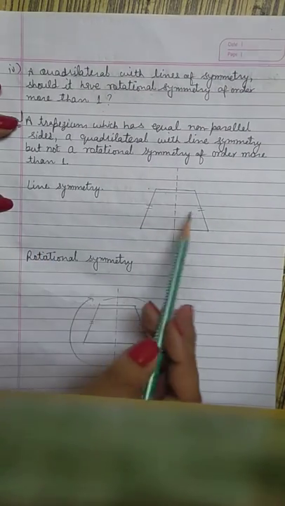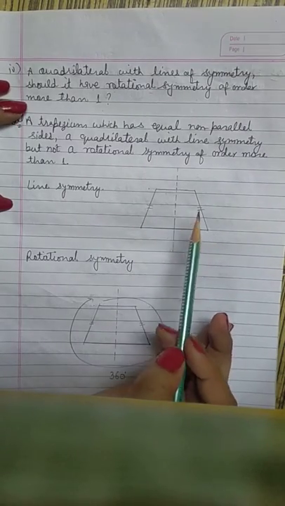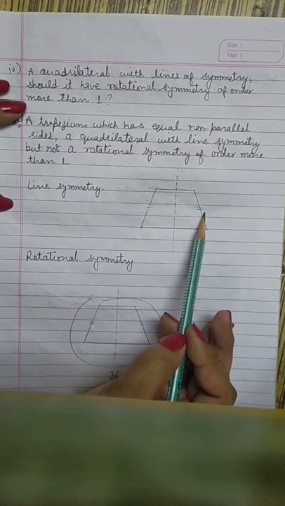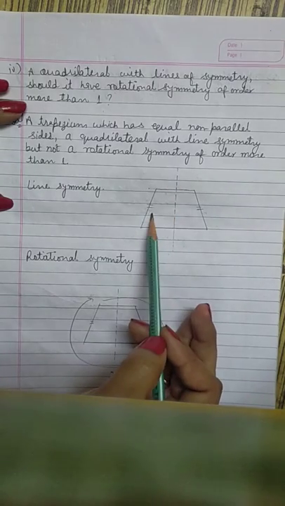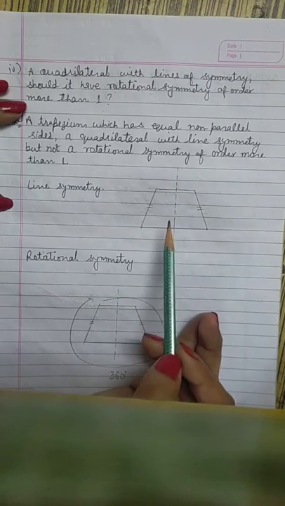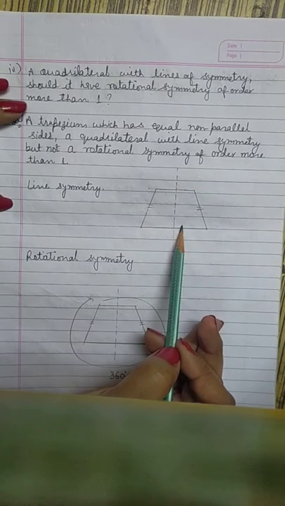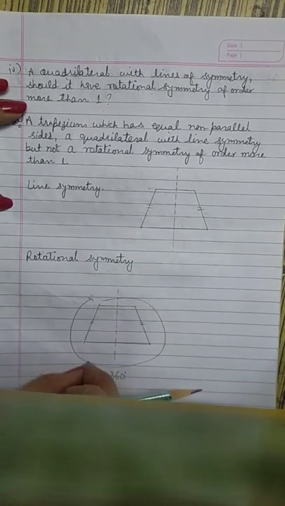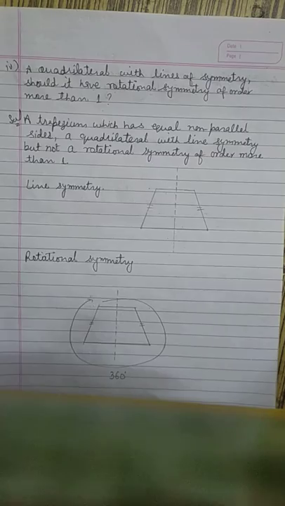I have taken this isosceles trapezium, and in an isosceles trapezium just remember that the non-parallel sides are always equal and the other two are parallel. This line of symmetry divides the trapezium into 2 equal parts, and one part will overlap the other, so it has only one line of symmetry. If I rotate it up to 360 degrees, it will come to its original position, so it does not have rotational symmetry of order more than 1.